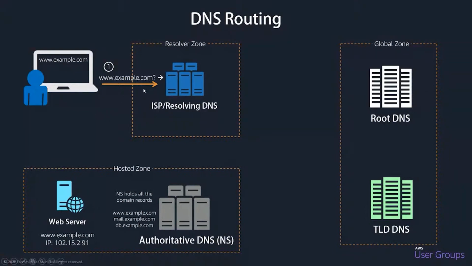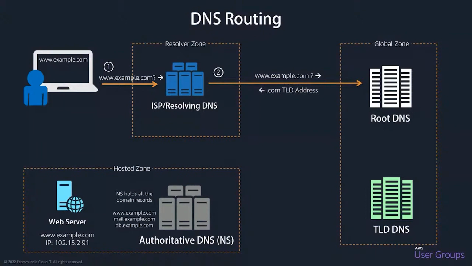The resolving DNS will then first ask the root DNS, hey root DNS, can you tell me the IP address of www.example.com? Remember, the root DNS does not have information about that subdomain or that naked domain, but it does have information about the TLD servers that are handling .com. So it will tell the resolving DNS, I don't know the exact IP address of www.example.com, but I know the IP address of the .com servers. So here is the IP address. Go ahead and ask the .com server.